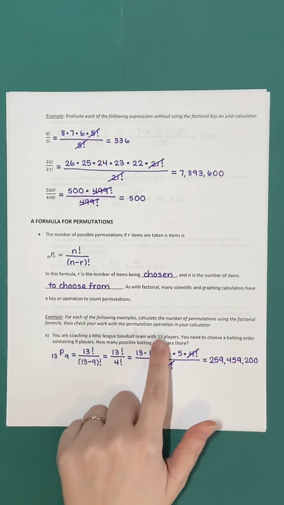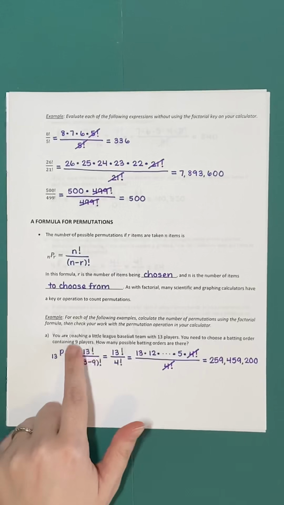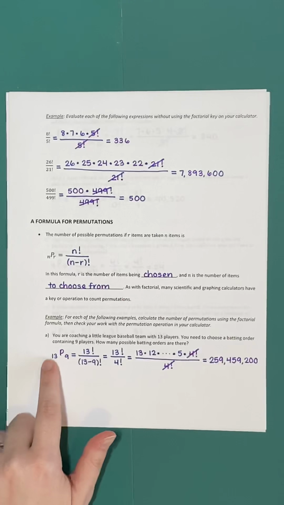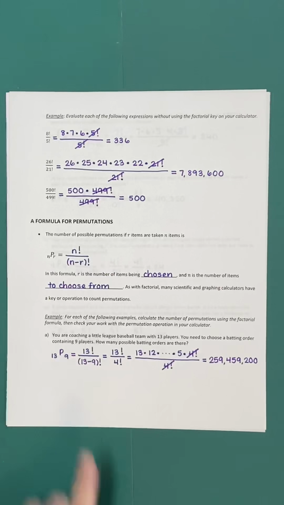So in this case, our N is going to be 13. And our R is going to be 9. So we have 13, permutation, 9.